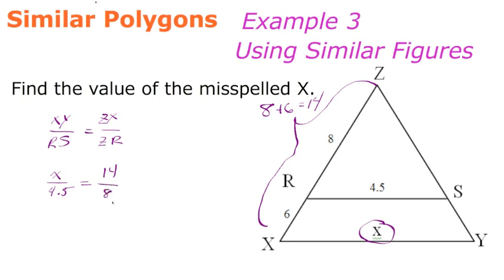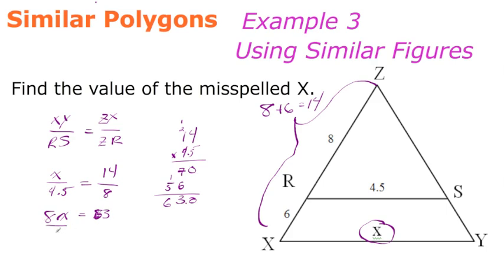So now we have a proportion to solve using cross products. 8 times x is 8x. 14 times 4.5. 5 times 4 is 20, carry a 2. 5 times 1 is 5, plus 2 is 7. 4 times 4 is 16, carry the 1. 4 times 1 is 4, plus 1 is 5. It was a 63. Not an 83, but a 63.